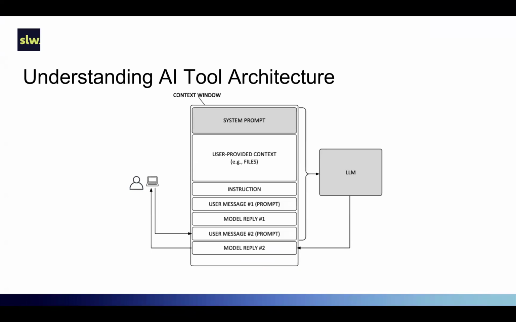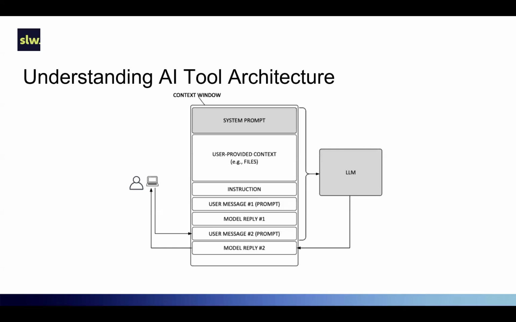Okay, so just to set the scene here, I wanted to make sure that we all have a little bit of common understanding of how these AI tools generally work. And so in this diagram here, first of all, what we have is what we call a context window. You can think of the context window as the working memory for the AI tool.